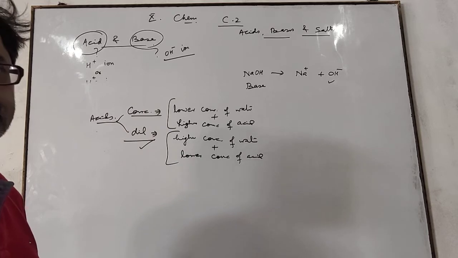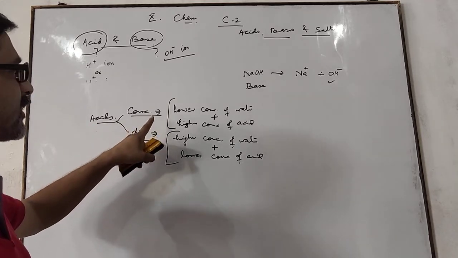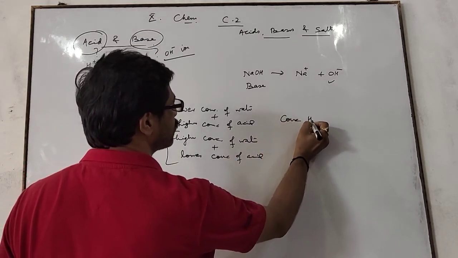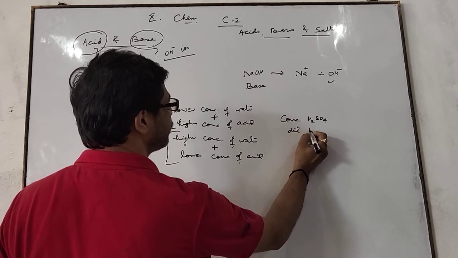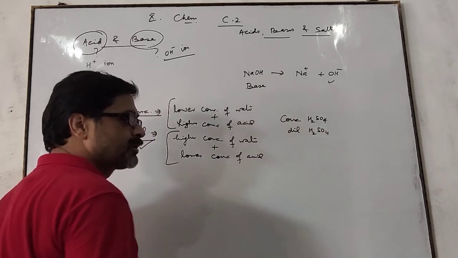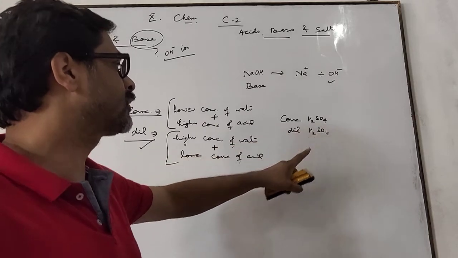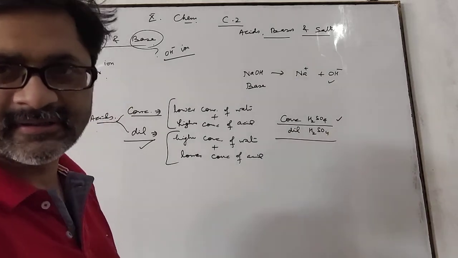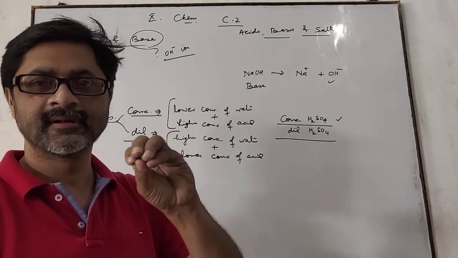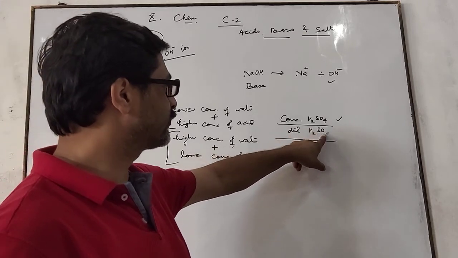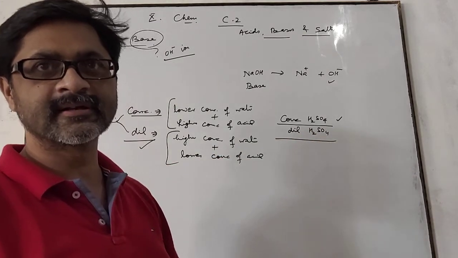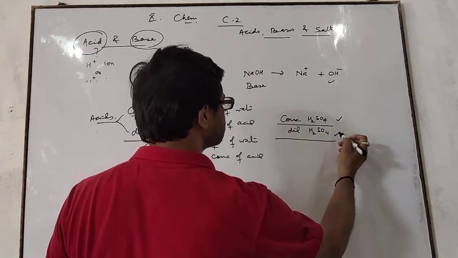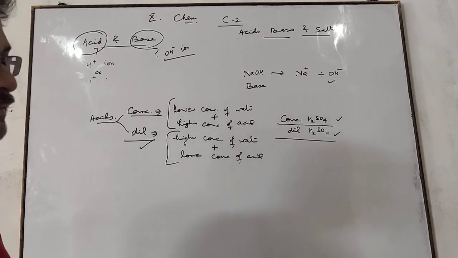You can classify acids as concentrated acid and dilute acid. Like concentrated H2SO4 sulfuric acid and dilute sulfuric acid both have the same chemical formula H2SO4. But what is the difference between them? In concentrated sulfuric acid, the acid is in greater amount and water is in lesser amount. But in dilute sulfuric acid, water is in greater amount and acid is in lower amount. This is the difference between concentrated and dilute sulfuric acid.